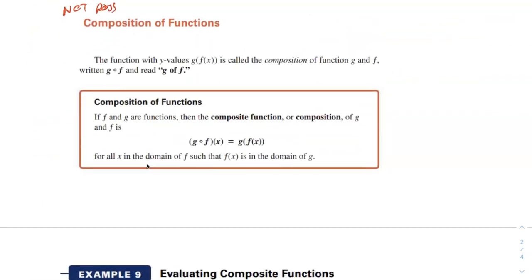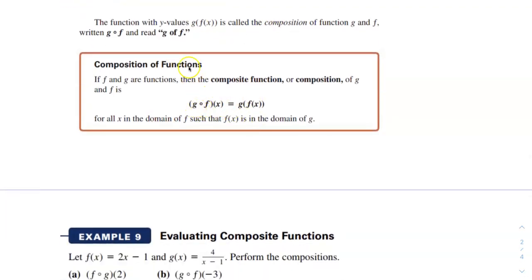Anyway, let's talk about composition functions. This is a fun one. This is where you plug one function into the other function. As you can see here, this is called g of f. That's how you read this. g of f. This g of f is the same thing as saying g of f of x. Those two notations are equivalent, and you can see that here.